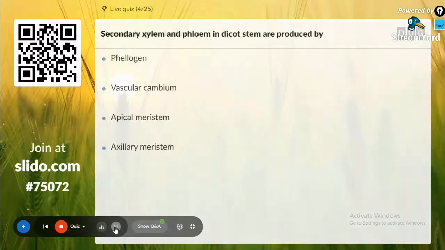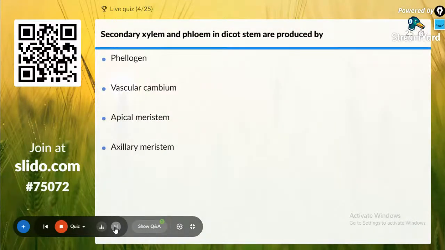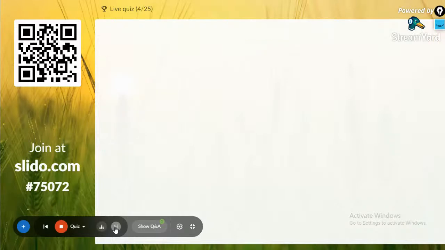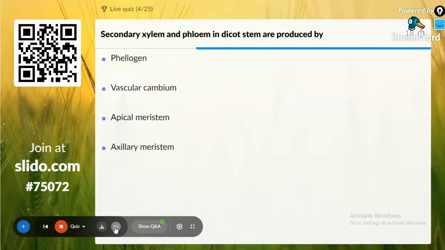Fourth question on the screen. Hope everyone is competing for the topper. Secondary xylem and phloem in dicot stem are produced by option A, phellogen, B, vascular cambium, C, apical meristem, and option D, axillary meristem. Phellogen, vascular cambium, apical meristem, and axillary meristem, secondary xylem and phloem in a dicot stem are produced by.